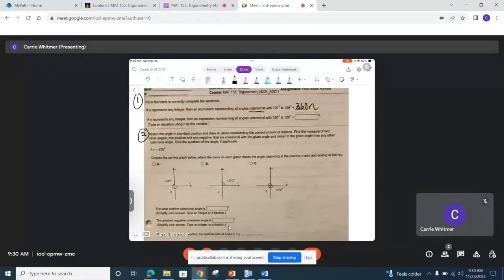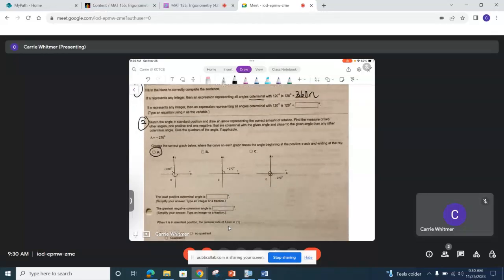when we are looking at negative 270 degrees, the negative implies that it's going counterclockwise. And we know that 0 is at the x-axis, so our graph is going to be the graph of number A. It starts here and it goes to the positive y. The least positive coterminal angle can be found by taking negative 270 and adding 360. So that gives me 90 degrees there.